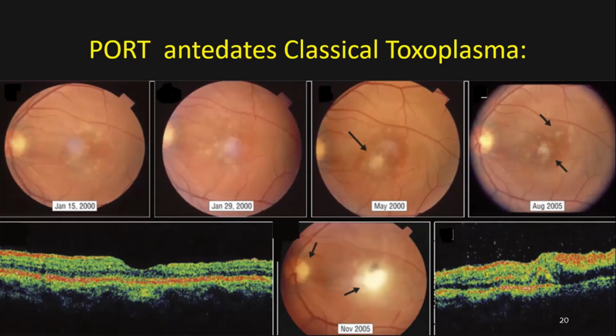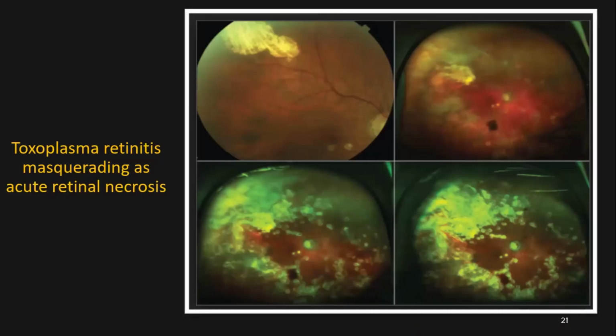So this is a picture of PORT. As you can see, this can antedate the classical toxoplasma, if not properly identified with the proper OCT and careful fundus photography. When you don't properly pick the PORT, in due course of time, you can even get into a classical full-blown toxoplasmosis. So toxoplasma retinitis can also masquerade as ARN, especially in the immunosuppressed.